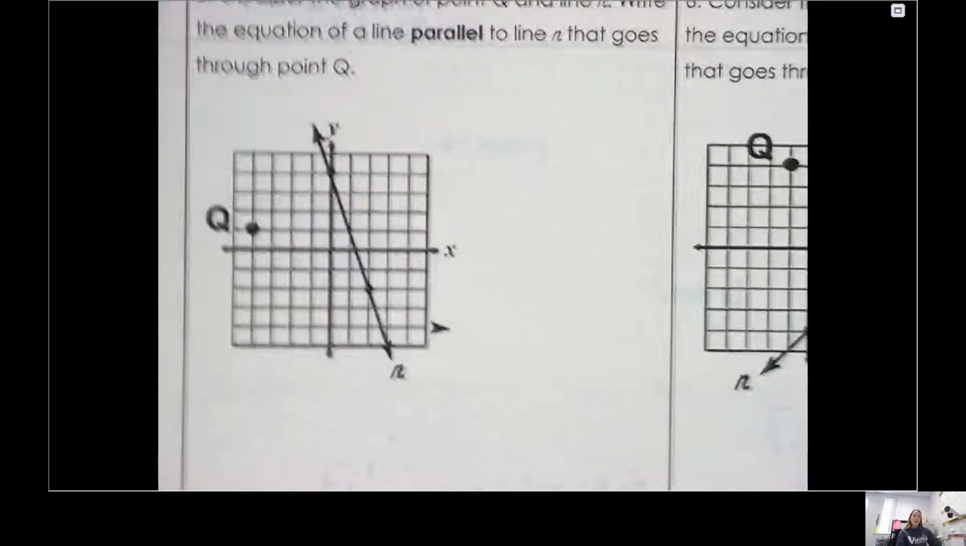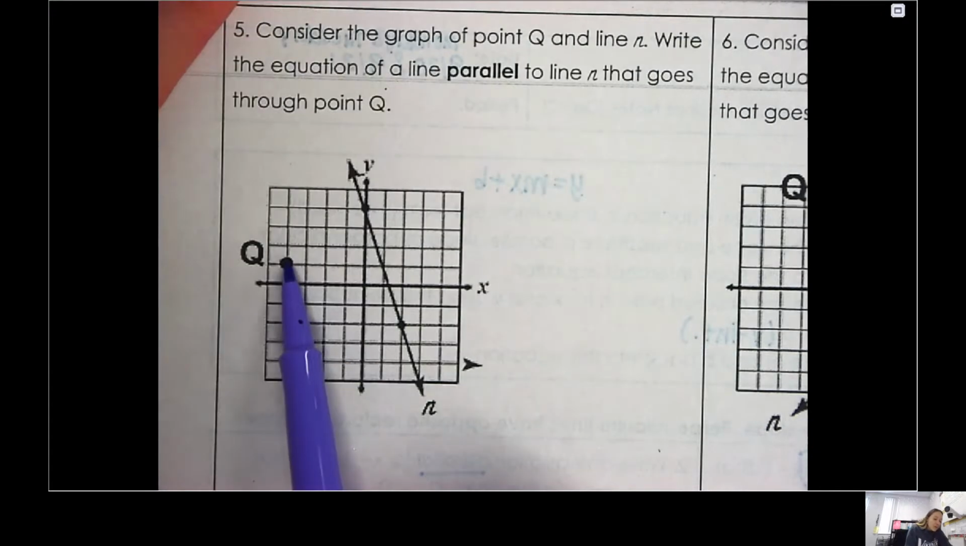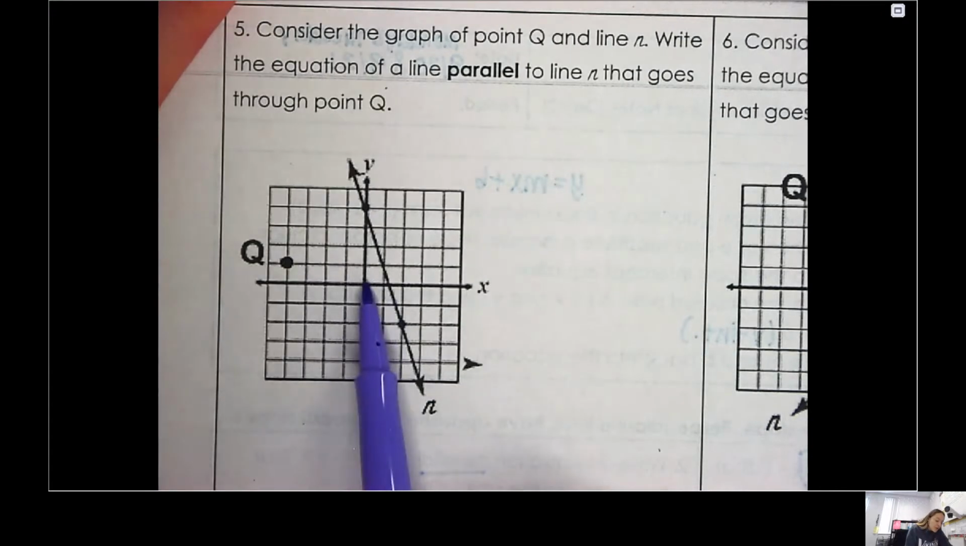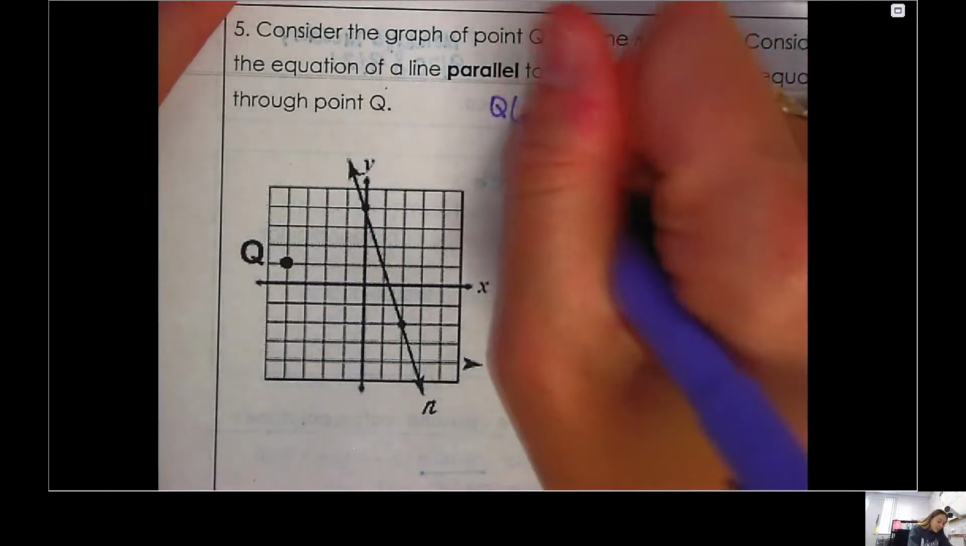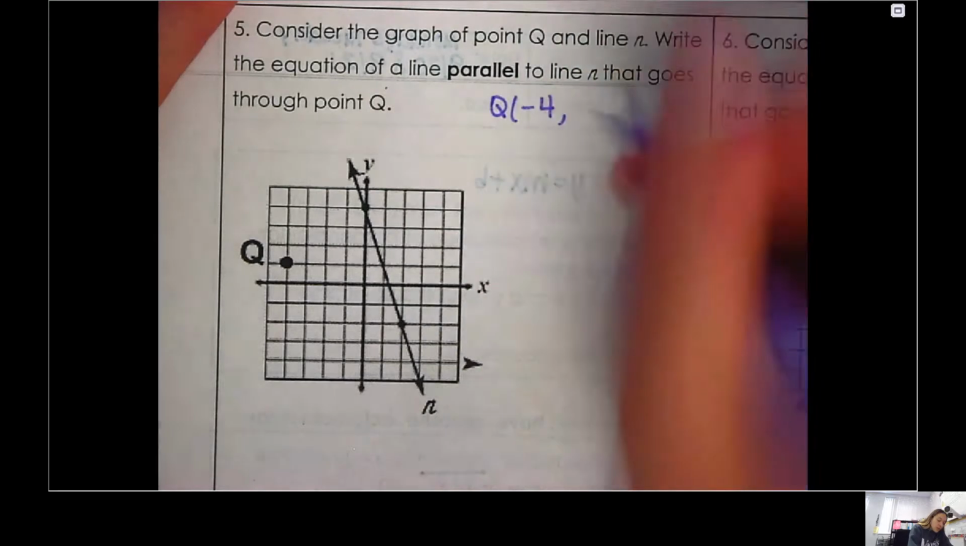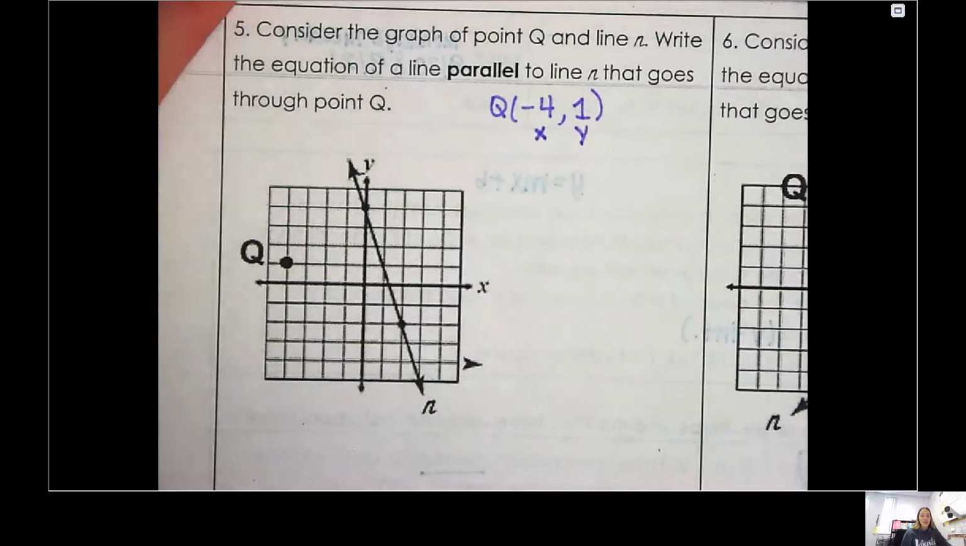Okay, on the back, we're doing the same thing, except this time I'm giving you some graphs. So it says, consider the graph of point Q on line N. Write the equation of a line parallel to line N that goes through point Q. So first thing I'm going to do is identify a couple different things. I'm going to identify this point Q right here and write the coordinates of the point. So I go over 1, 2, 3, 4, -4, and then I go up 1. So this is going to be my x and my y value when I go to plug it in.